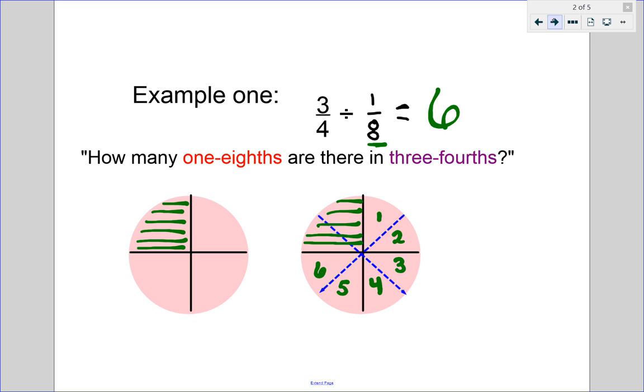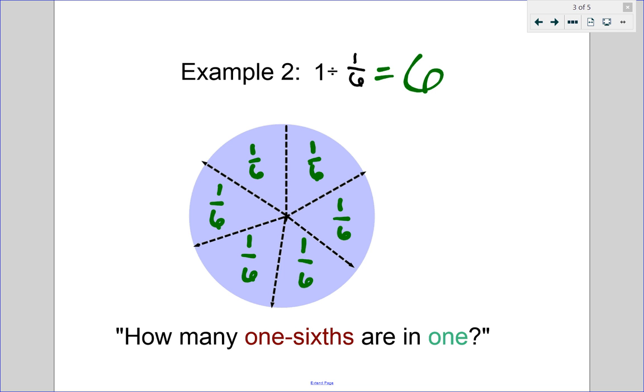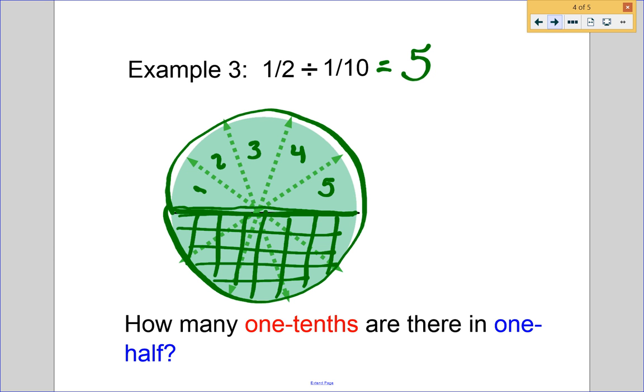So it's 6. Again, example 2. I take my 1 whole. I divide it into 6 pieces. 1, 2, 3, 4, 5, 6. How many pieces do I have in 1 whole? 6 pieces in 1 whole. Over here, I divide it into 2 because that's my first denominator. And then I take it and divide it into 10 pieces. I only need 1/2, so I get rid of the other half. And I count up my pieces in here. 1, 2, 3, 4, 5. So my answer is 5.